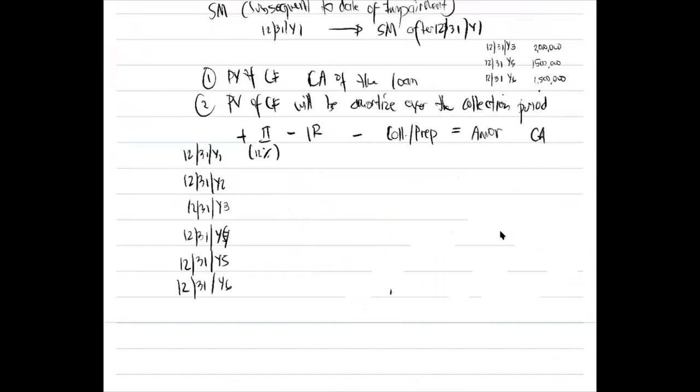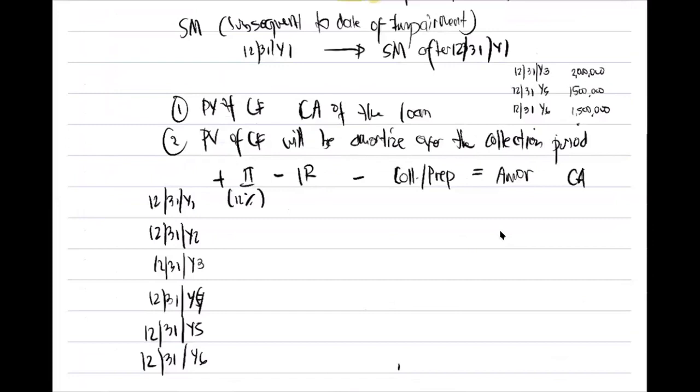Nagets naman natin kanina kung paano yung subsequent measurement after the date of impairment, di ba? First, you measure the carrying amount of the loan using the present value of cash flows because, again, it is already impaired based on our journal entry. And on the journal entry, there will be a decrease on the carrying amount of the loan, which is equal to the impairment loss attributable to the loan. Next, we subsequently measure the present value of cash flows using amortized cost over the collection period.